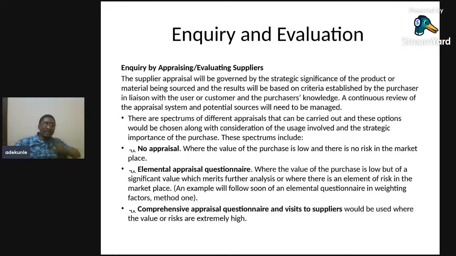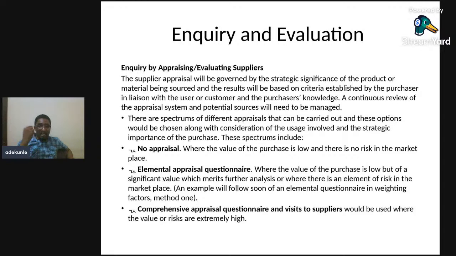Right. So we are also inquiring by appraising or evaluating suppliers. How is this done? A supplier appraisal will be governed by the strategic performance of the products or material being sourced, and the results will be based on criteria established by the purchaser, in liaison with the user or customer, and the purchaser's knowledge will be taken into account when you're evaluating. So a continuous review of the appraisal system and potential sources will need to be managed.